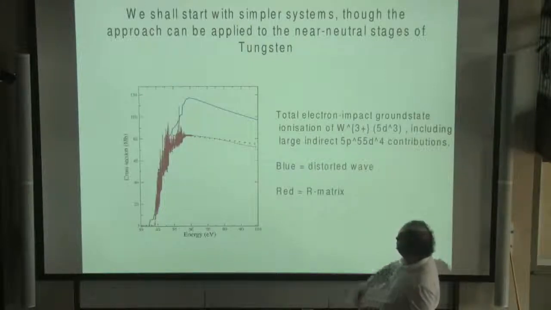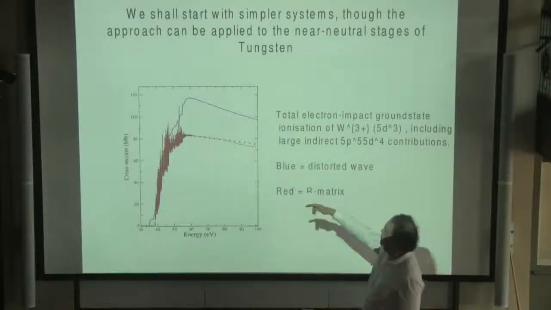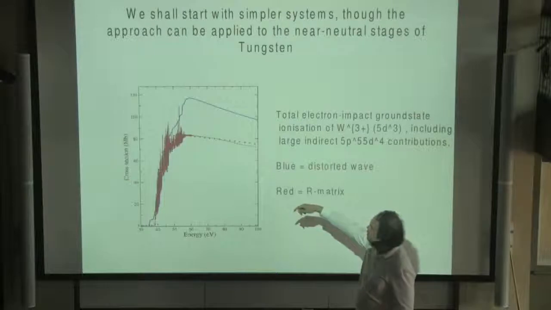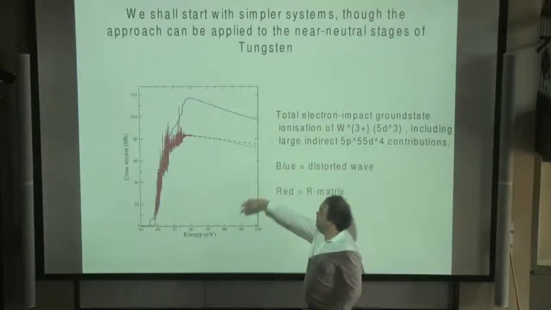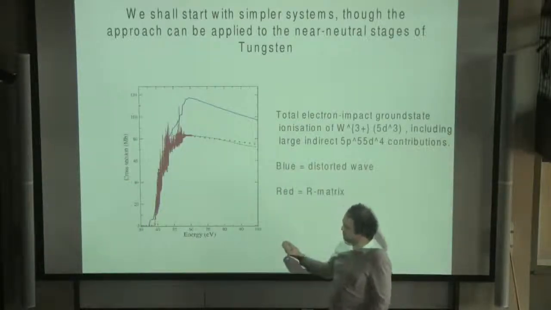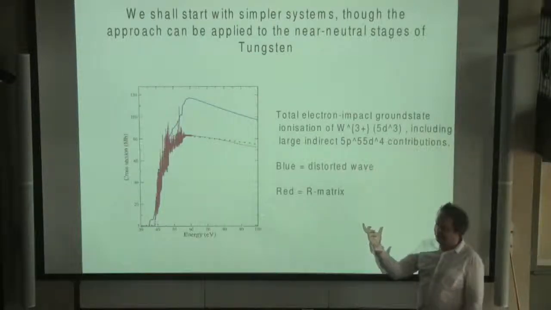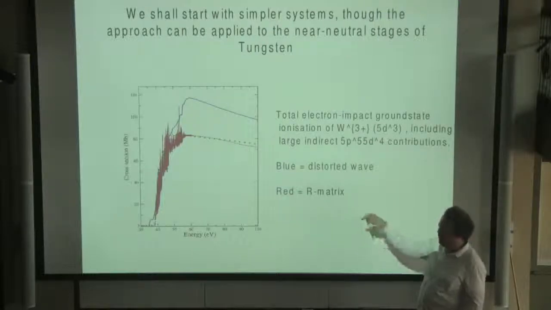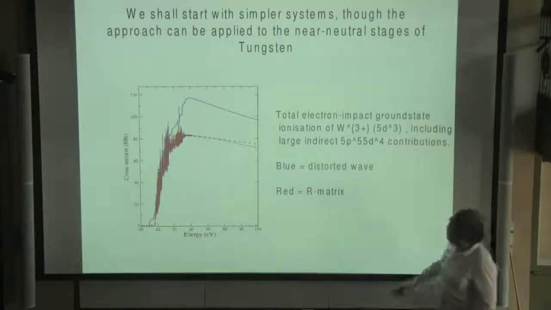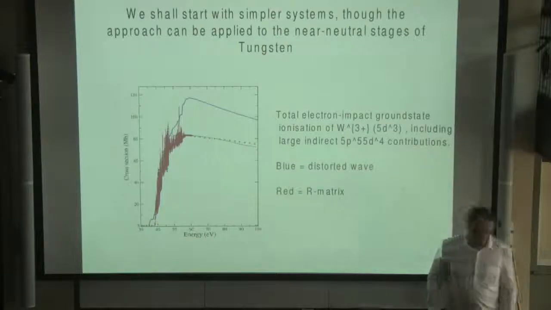Again, this is R-matrix calculation versus a distorted wave. The large difference between the distorted wave and the R-matrix is because in the ground state complex here, you have 19 levels that are very, very closely packed, and there's strong coupling between the ground state and the excited 18 levels, whereas the distorted wave won't have that.